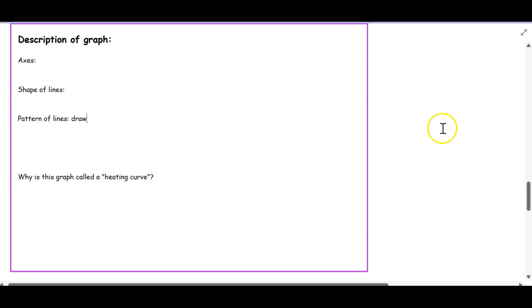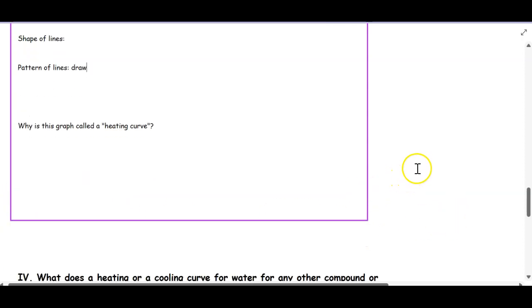And then with the description of the graph, why do you think this graph is called a heating curve? To us it looks like a graph, except clearly it's not like any typical graph we've ever seen. Why is this graph called a heating curve? It's not really a curve, is it? Why is it called a heating curve? Look at the intent of the graph and fill that out. We'll stop the video so you can do that.